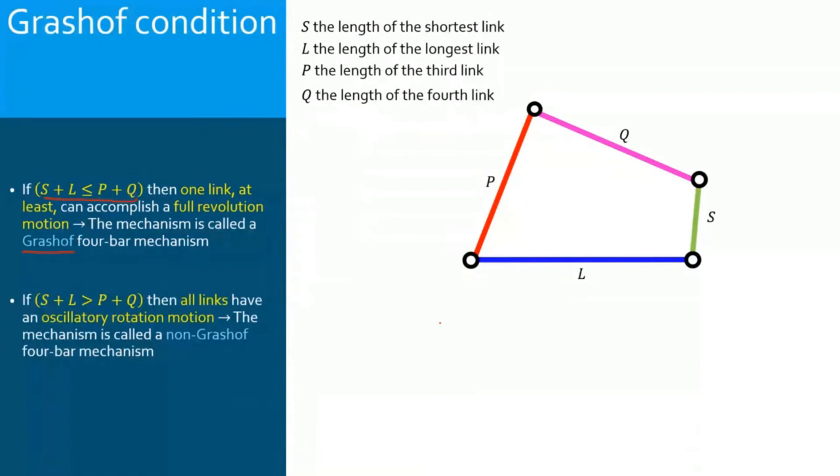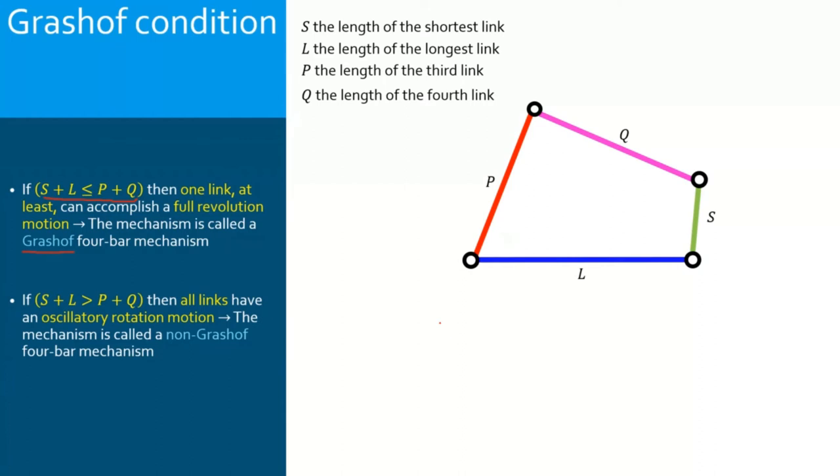Now, in the opposite case, if S plus L are together higher than P plus Q, here I am sure that all the three moving links cannot have a full revolution motion. So all links, independent of any inversion, independent of which link is the ground, will go only back and forth. All links will oscillate. So if it is Grashof, I have at least one which can make a full revolution.